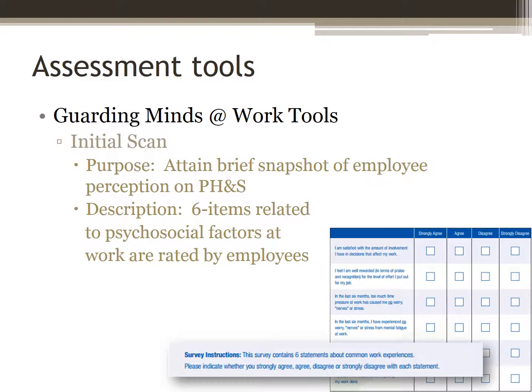The Guarding Minds at Work initial scan is completed by workers. It gets a quick snapshot of employee perception on their work environment. As seen here, 6 statements about psychosocial factors in the workplace are rated based on level of agreement. This is a good tool to implement if your workplace doesn't have the time or resources to have employees complete a more comprehensive survey, or if your organization has just conducted a survey that didn't address mental health. You could use this as an add-on.